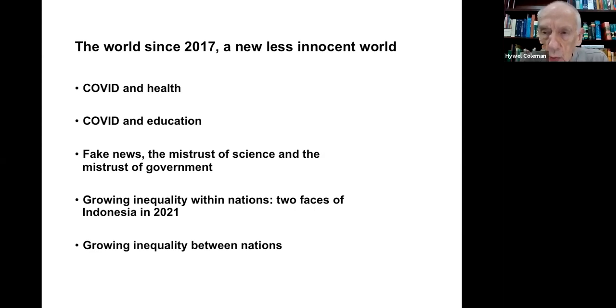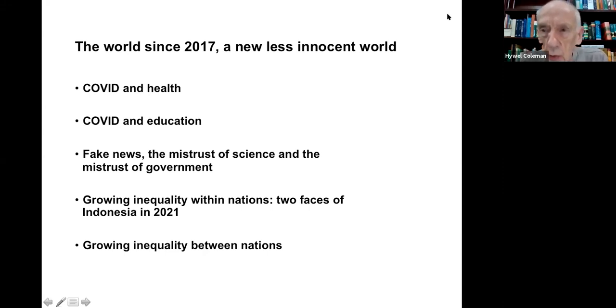But the world has changed since then, as we all know. We're all very aware that there have been dramatic changes throughout the world since then, partly caused by COVID, and then partly we can think of Trumpery, the influence that Trump has had and has been followed by other national leaders.